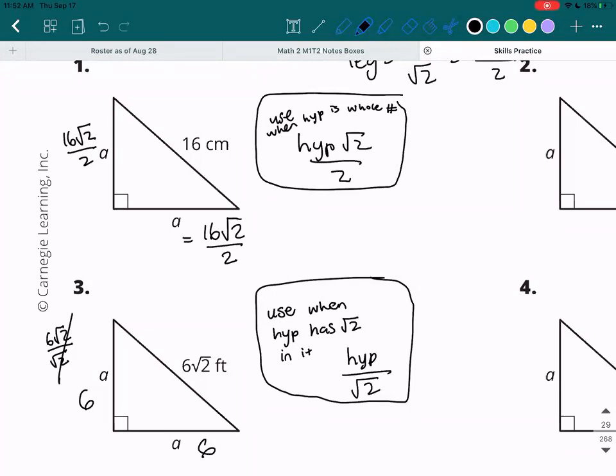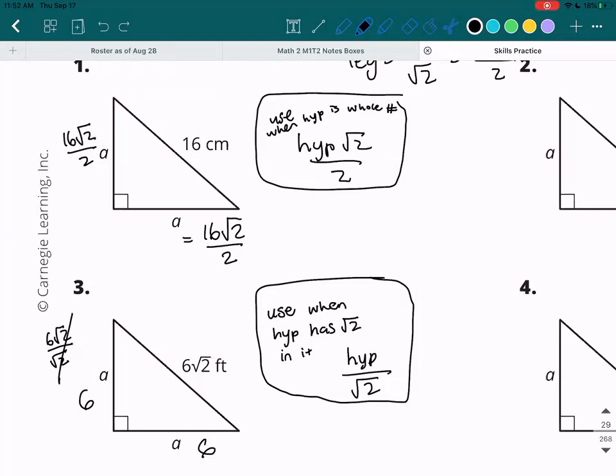Oh, actually, you know what? I just noticed on number 1, I didn't simplify this. Can you guys help me simplify what is 16 divided by 2? Nah, 8. 8, okay.